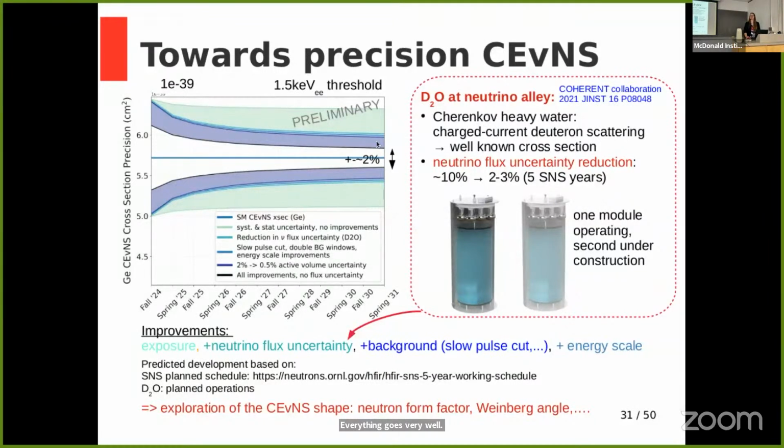This figure is for an energy threshold of 1.5 keV, which is another goal: to lower this threshold. This means that even if not everything goes as well as planned, and in particular we do not collect all of this data, we can still get to high precision, because the expected signal increases towards lower energies if we are able to successfully lower the energy threshold.